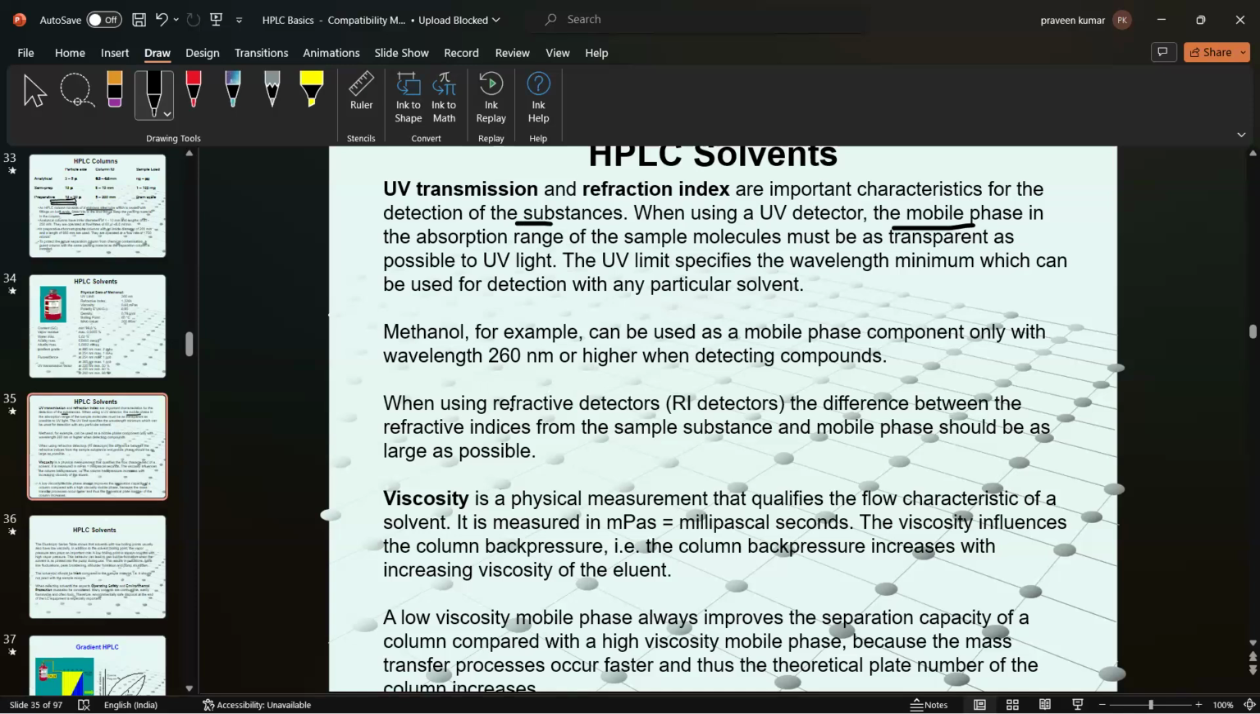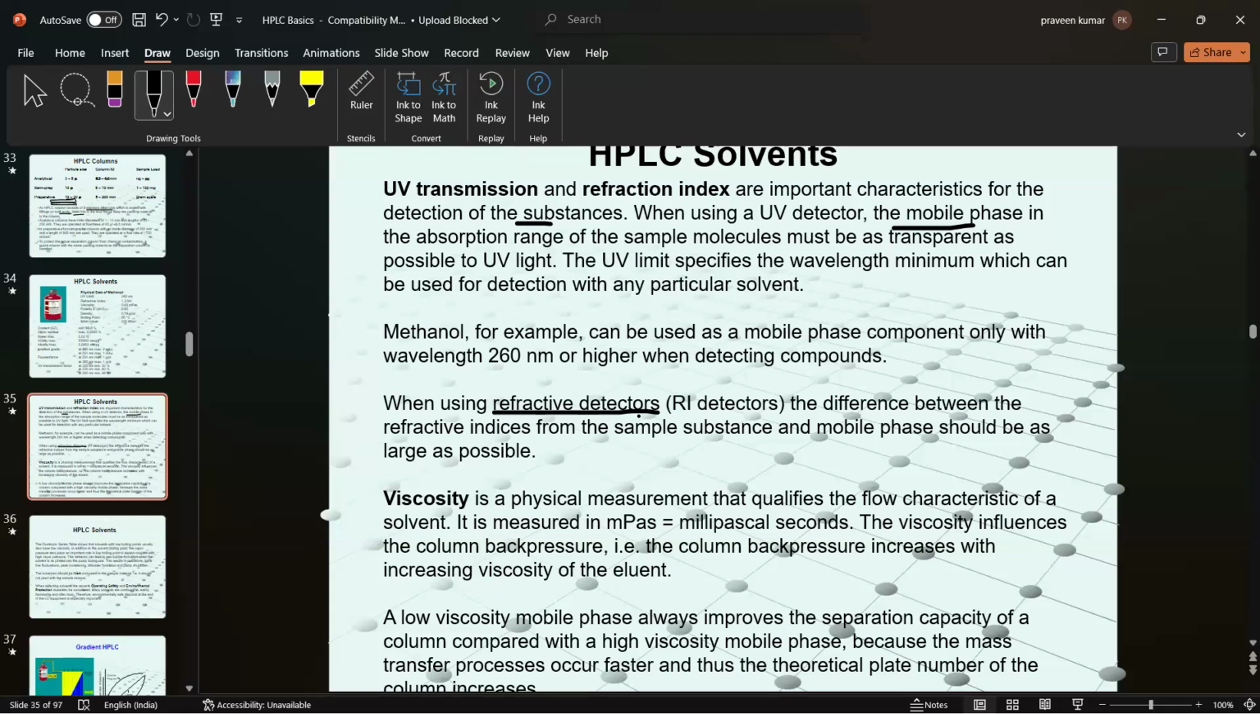And when using the refractive index detector, guys, do you know another name of the refractive index detector? Bulk property detector. Great, great. And it is also a universal detector.